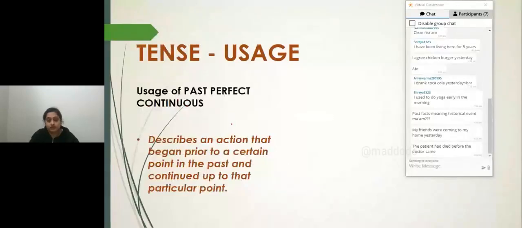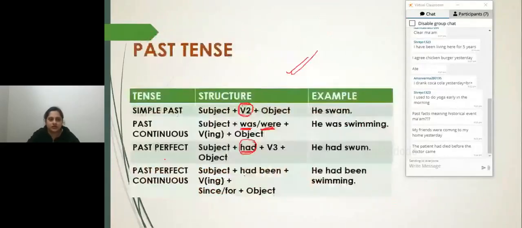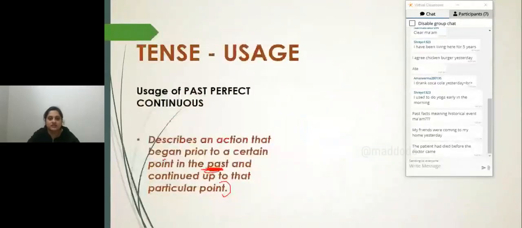Now continuous is also added. So past perfect continuous: the action has to start in the past, obviously, as the name suggests, and continue up to a particular point, right? We'll understand this with an example. If you can try, guys, I've shown you the structure here. Had been plus ing. He had been swimming. So he started in the past, and in the past only the action continued for a particular time. What will you mention as an example?